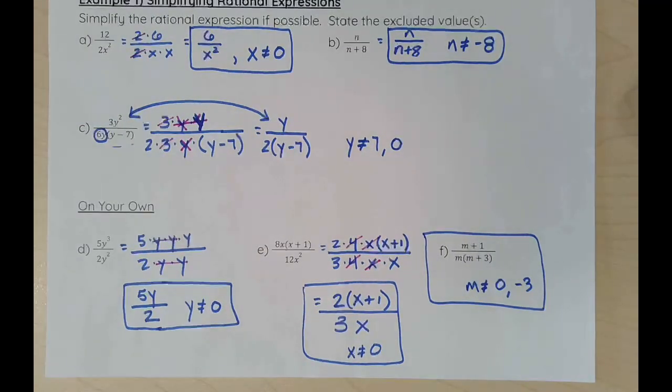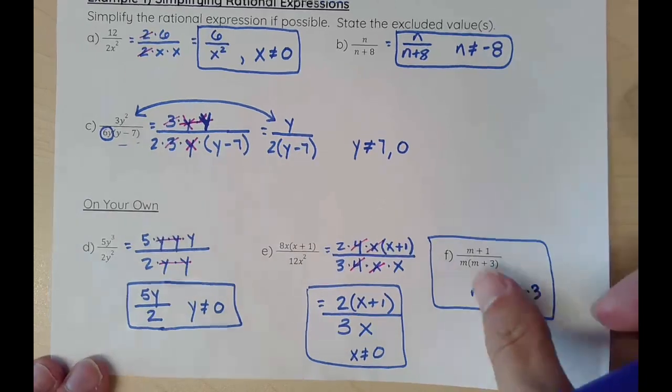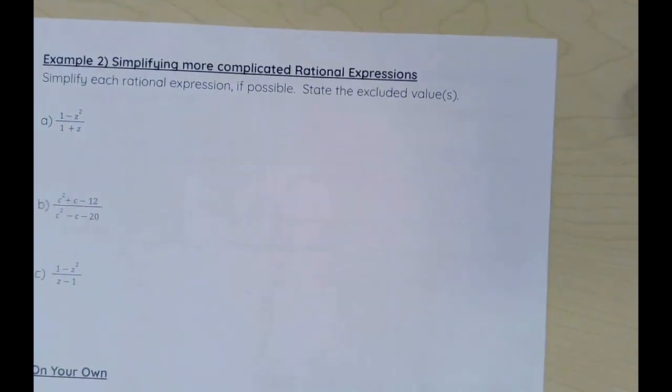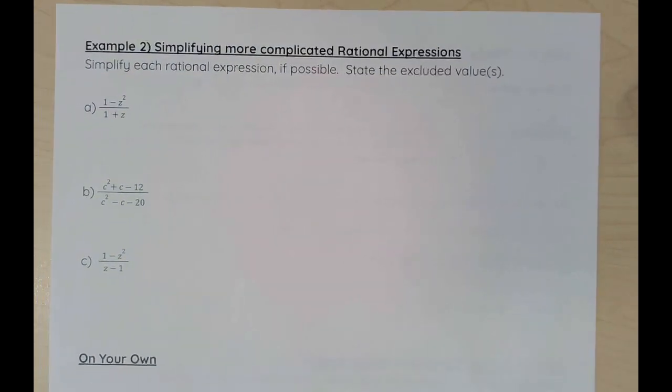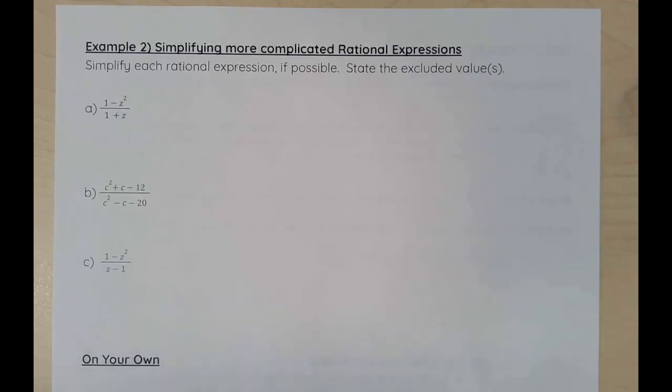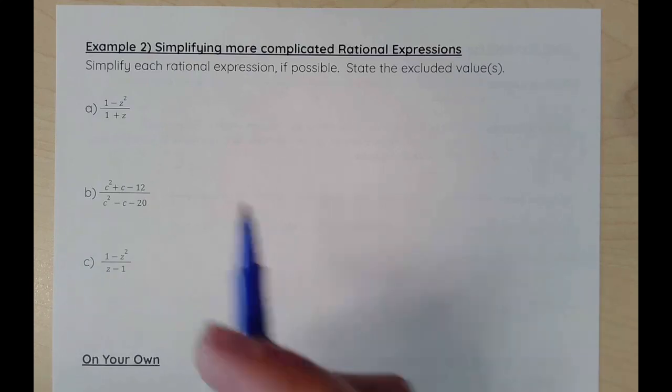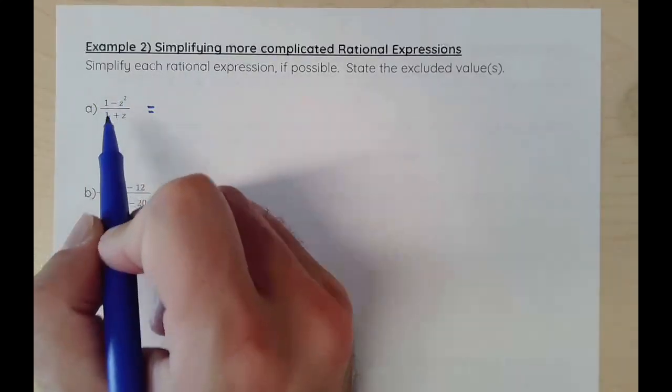All right, if we look at the back side of our notes, something more complicated. So a little more complicated type of rational expressions. These are often going to include something like a quadratic or just involve some more difficult factoring. Looking at A, I have 1 minus z squared over 1 plus z. In the numerator, we have a quadratic. That's actually a difference of squares.